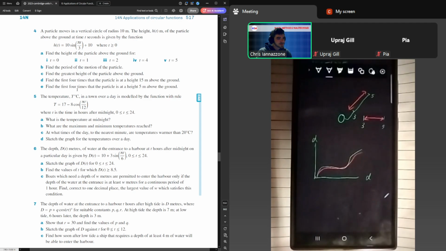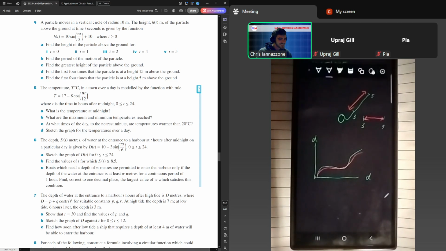Let's see, question 4. Is there anything actually different there? Particle moves in a vertical circle of radius 10. I don't know what a vertical circle is. Hang on a minute. Let me double check the answers here to see. I don't know if that's a typo or not. Can anyone tell me what a vertical circle is? Interesting. Anyway, let's just say it moves along the circumference of a circle, perhaps. The height above the ground is given.